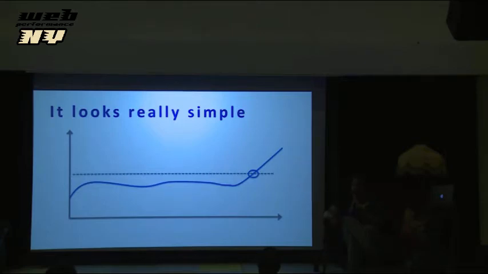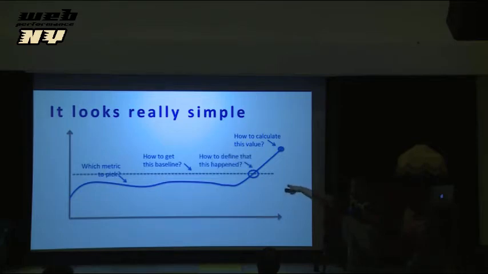Once you look closer, there's a couple of tough questions you can ask, like which metric do you actually pick to create an incident? How do you calculate this value over there? How do you arrive at this value? How do you get this baseline that you're looking at? And how do you actually define that this happened? So the more you look at it at the detailed level, you figure out it's a bit harder than it looks in the beginning.